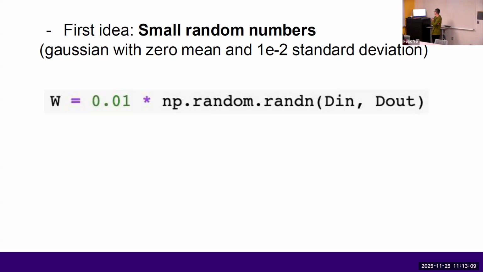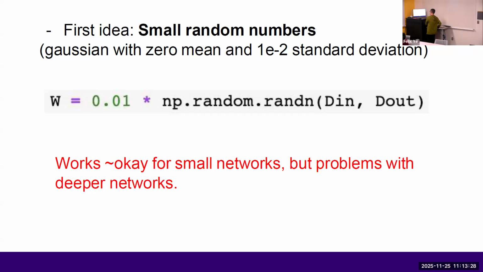Let's try something else. First, small random numbers: Gaussian with zero mean and standard deviation 0.01. Each weight has a D in and a D out, the input and output dimensions. This works okay for a small neural network, but the problem is with deeper neural networks.